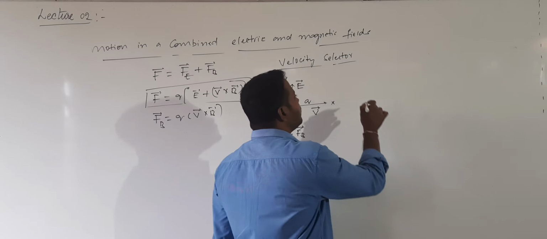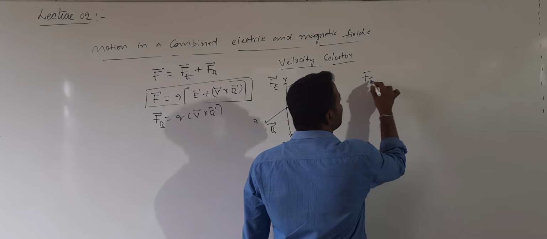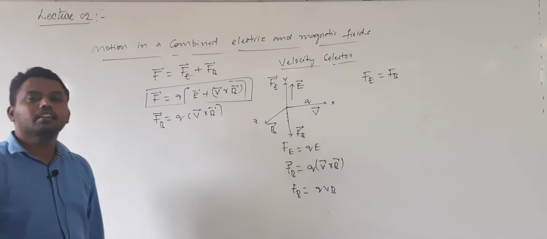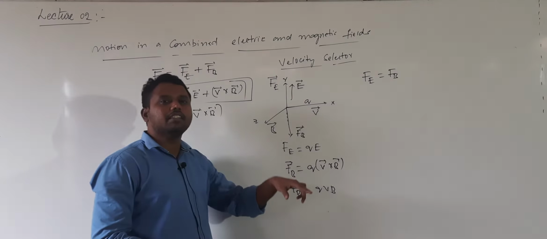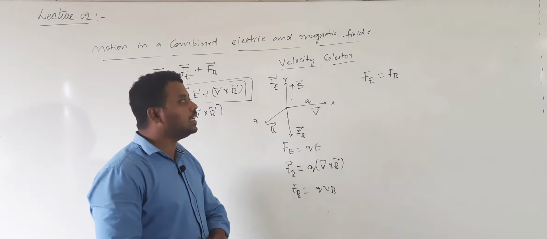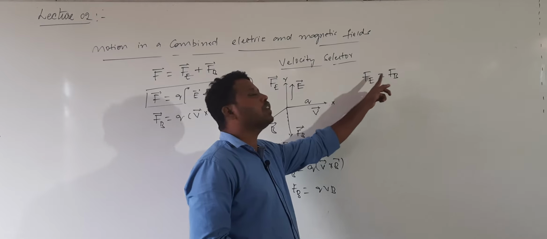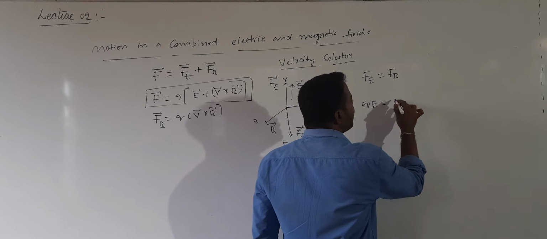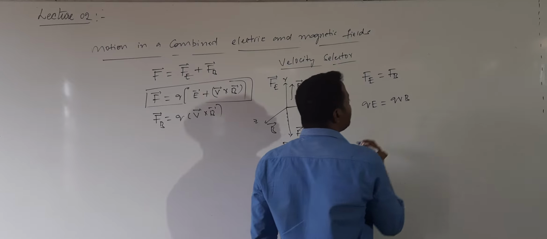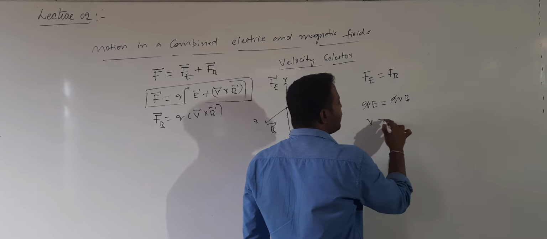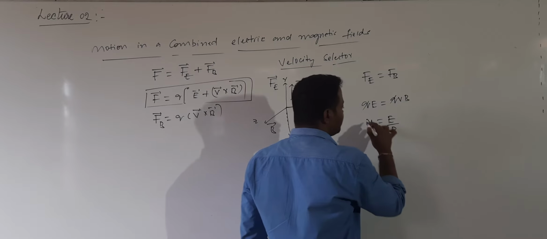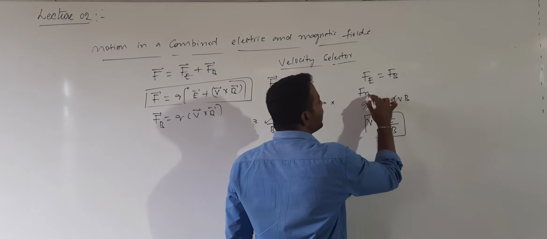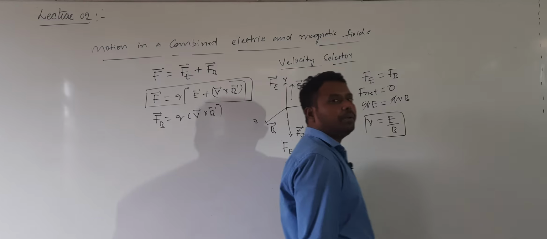If we adjust them in such a way that the force due to electric field is equal to the force due to magnetic field, what do we need to adjust? We need to adjust the values of electric field intensity and magnetic field induction such that the force due to electric field is exactly equal and opposite to the force due to magnetic field. Force due to electric field is QE. Force due to magnetic field is Q into V into B. So Q cancels, and V is equal to E divided by B. What does it mean? Whenever the force due to electric field is equal to the force due to magnetic field, the net force acting on the charge will become 0.